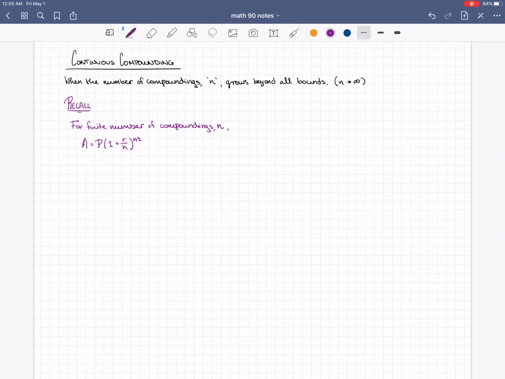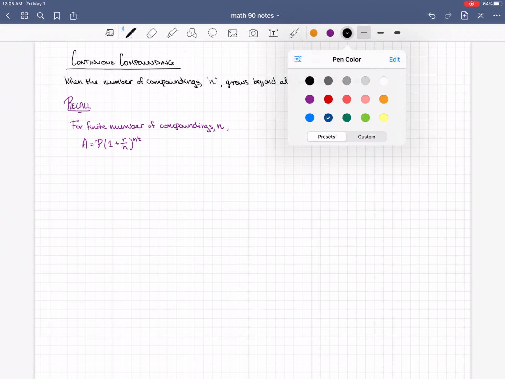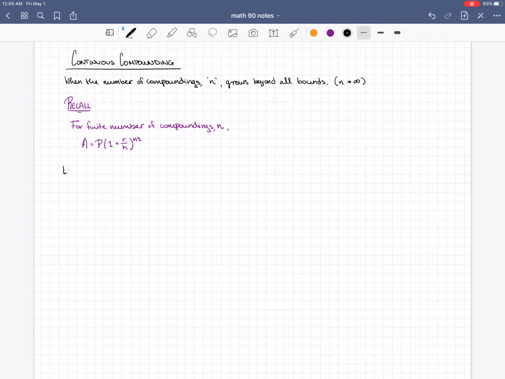So the other thing I wanted to remind you of is here, which is essentially the compound interest formula. Recall that for a finite number of compoundings n, the actual value A is equal to the principal P times 1 plus r over n to the power nt. Here r is the annual rate, n is the number of compounding cycles per year, and t is the number of years.